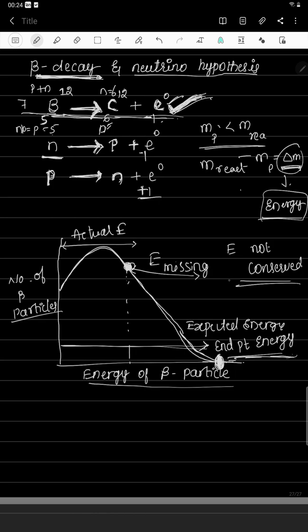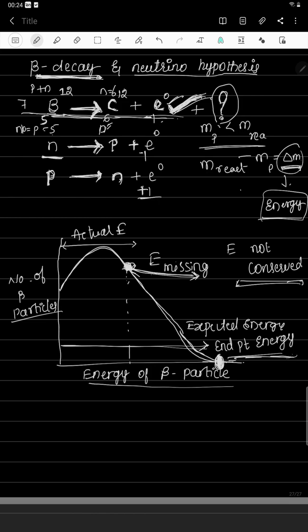So in order for the energy to be conserved, some term should be added in this reaction, and that term takes the missing energy. This missing energy is taken by another particle. We will study that later.